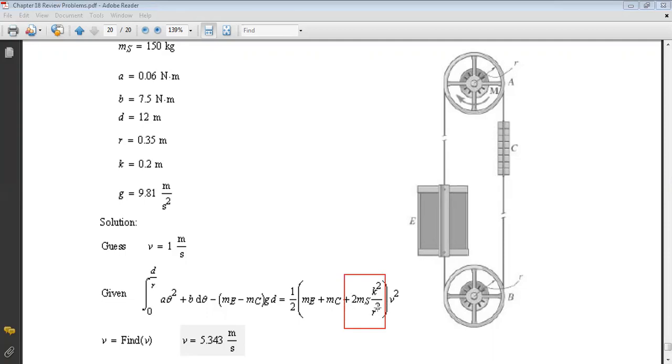And this is for the block, and because the block is in translation, you have mc v square. While for the pulleys, for each one you have ms k square omega square. And since you have rolling without slipping, you can replace omega square by v square over r square. So the only unknown will be v. Thank you. Welcome.